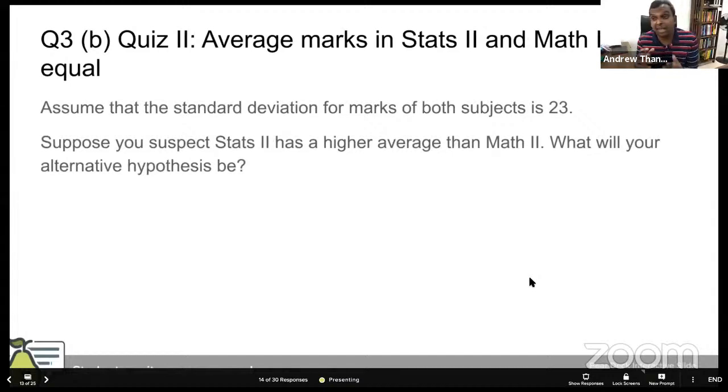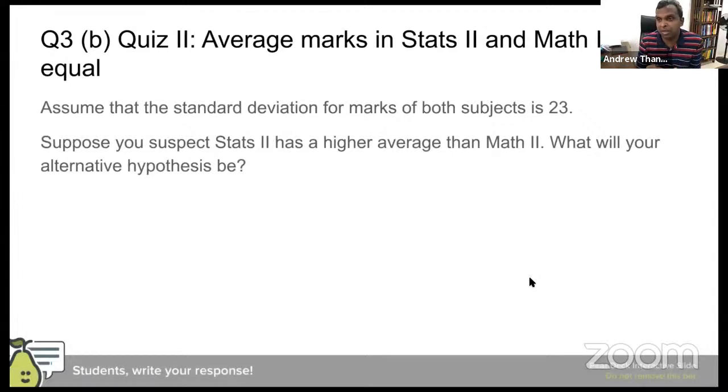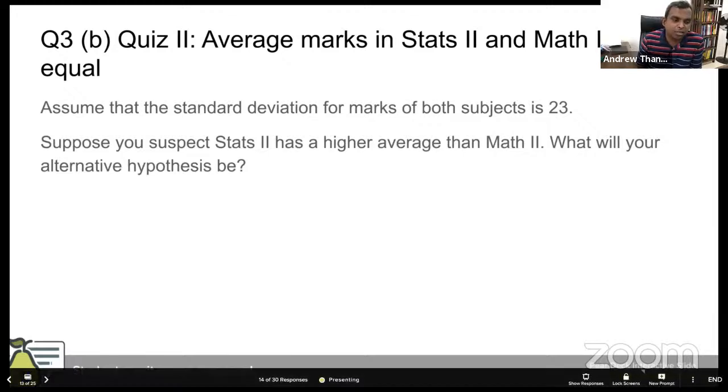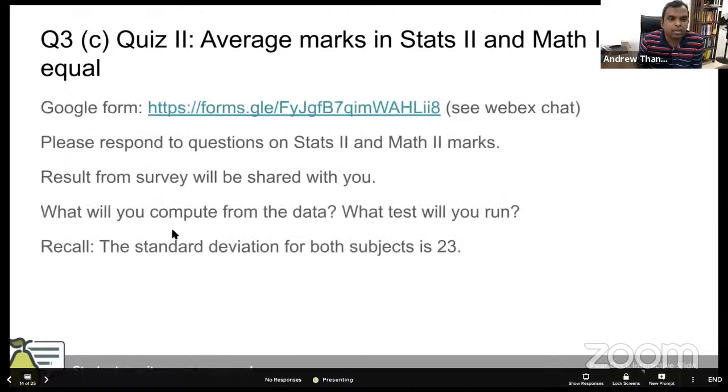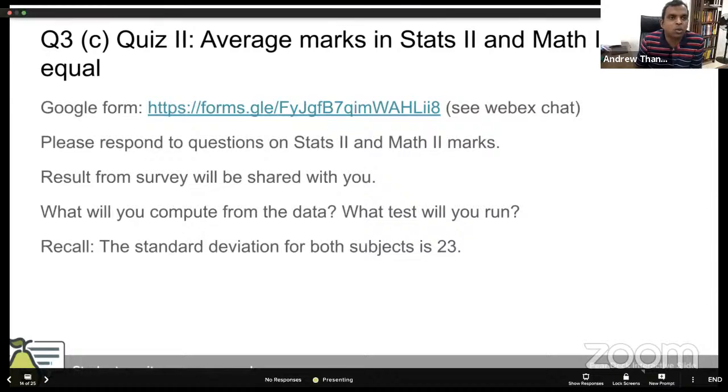Remember, I'm dealing with average marks now. My assumption is IID normal, two different samples, same variance, different means. Don't go to P1, P2 and all that. So it's mu1 greater than mu2. Next is the survey results. I think most people have already given the survey results. So let me go to the survey results screen.